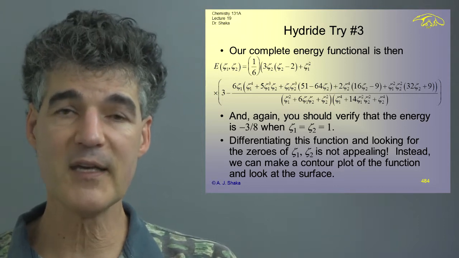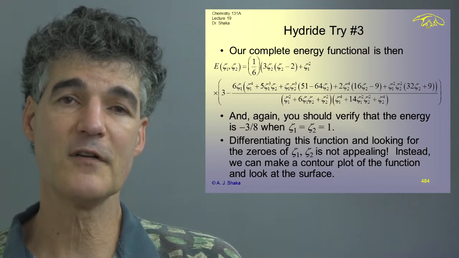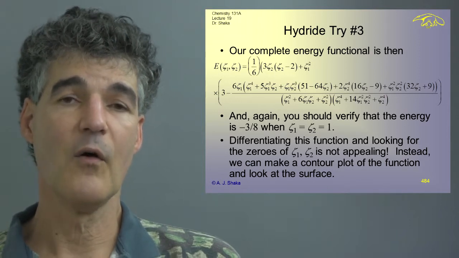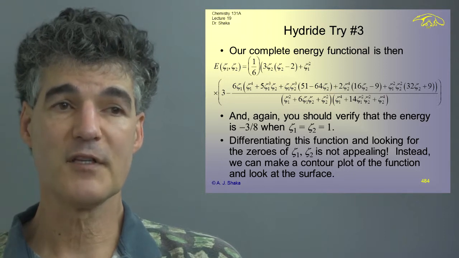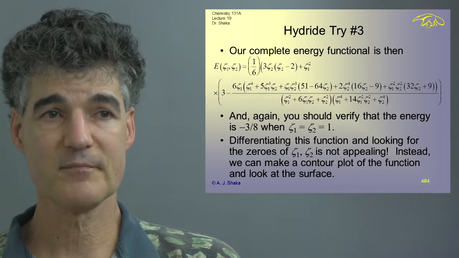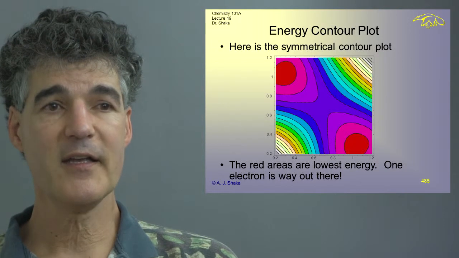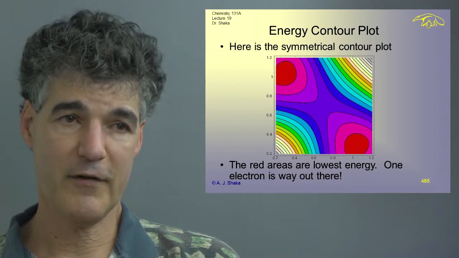Either when we typed it in to do the contour plot, we might have mistyped a 15 for a 16 or something. Or some deeper result may be, in fact, there's something else wrong, and we have to go back and make sure it's correct. Here, in fact, is the symmetrical contour plot on slide 485.